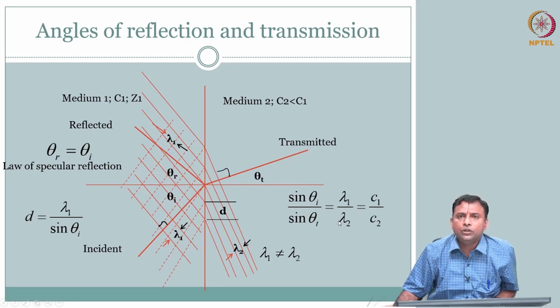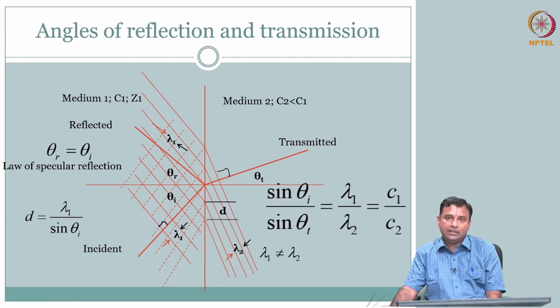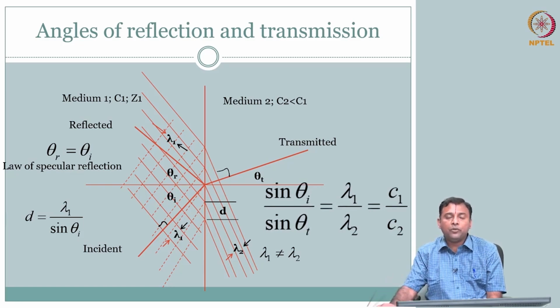This I am sure you would have seen. Where would you have seen this? Sin theta I by sin theta t is equal to C1 by C2, very similar to Snell's law in optics that you would have studied, the same Snell's law. When you are reviewing Snell's law, you will also understand there is another important angle. What is it? The critical angle. Above the critical angle, what will happen? Everything will be reflected back, total reflection. The same concept holds good here as well.